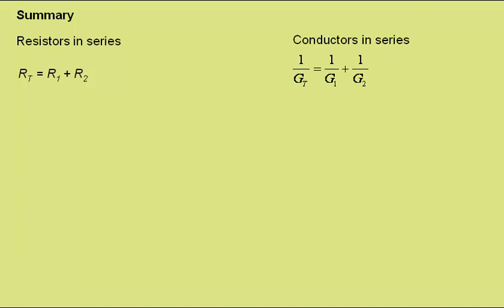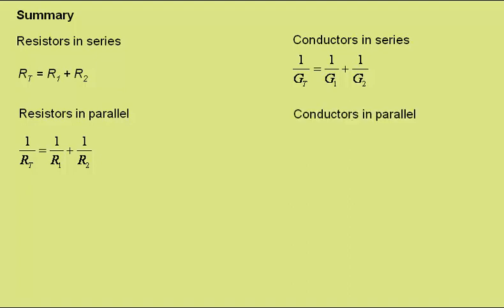In summary, for resistors in series, the total resistance is equal to resistance 1 plus resistance 2, and so on. For conductors in series, 1 over the total conductance is equal to 1 over conductance 1 plus 1 over conductance 2, and so on. For resistors in parallel, 1 over the total resistance is equal to 1 over resistor 1 plus 1 over resistor 2. Whereas for conductors in parallel, the total conductance is just equal to the sum of the individual conductances.